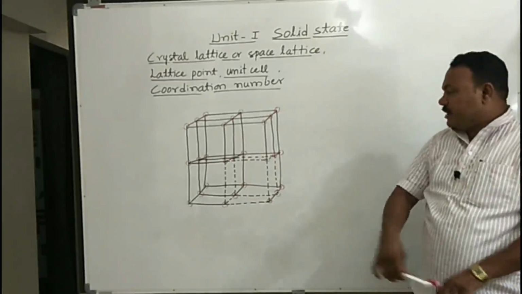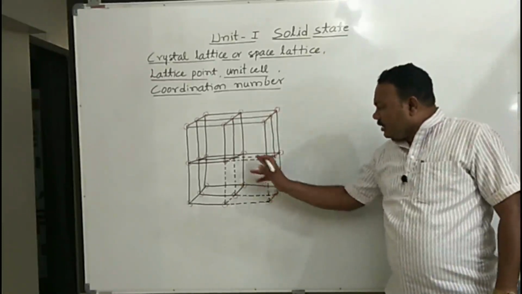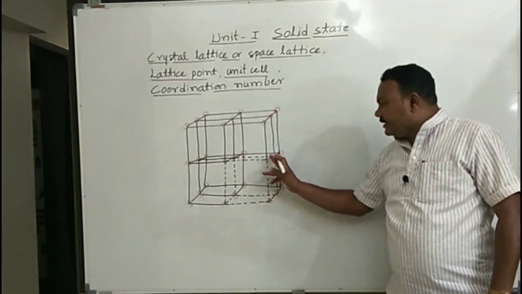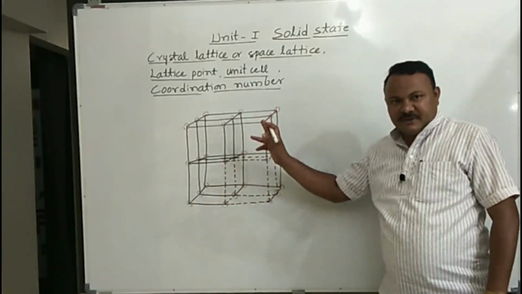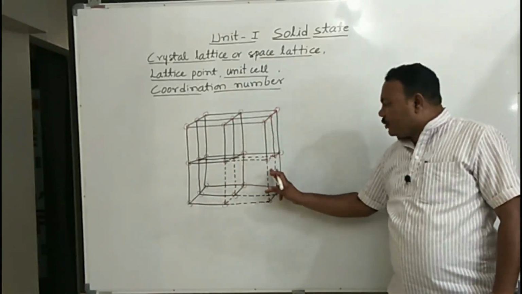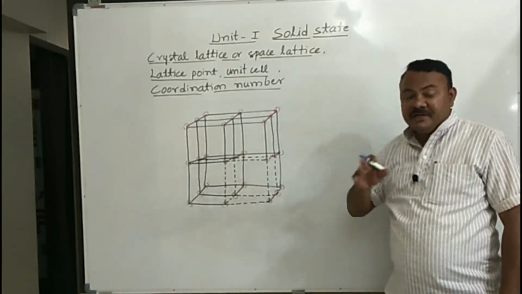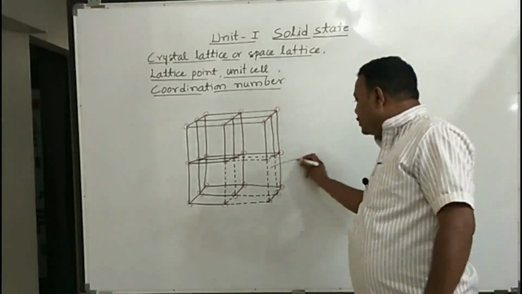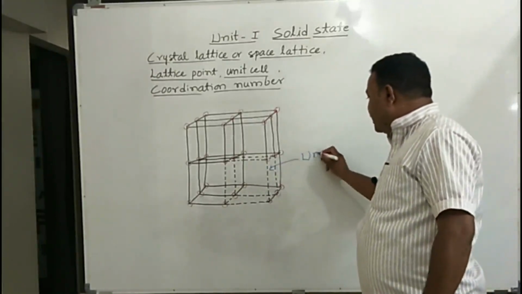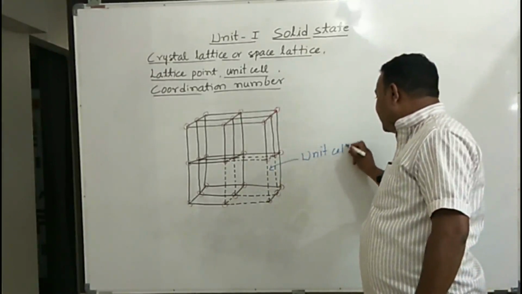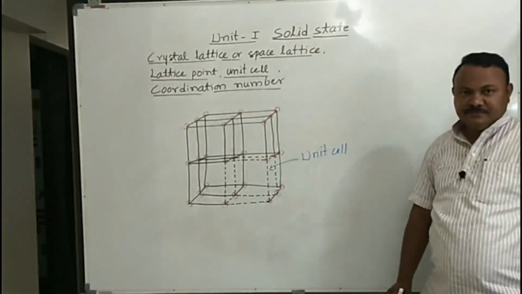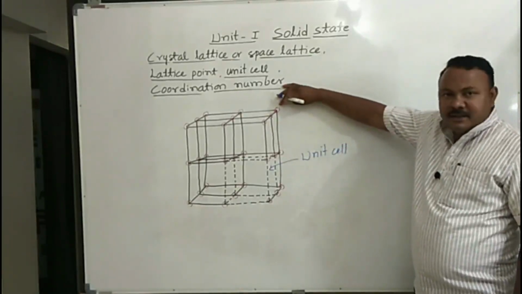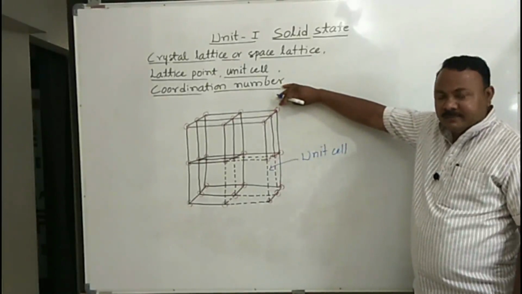Now see this portion, dotted portion, this dotted cube we are repeating in three dimensions along x, y and z axis. So this is the smallest portion of the crystal lattice which on repetition generates the entire crystal lattice. This smallest portion which on repetition generates the entire crystal lattice, we call it as unit cell. And whatever the red circles you are observing, these are nothing but the particles present in the crystalline solid.